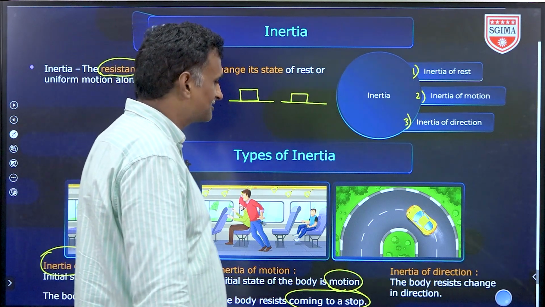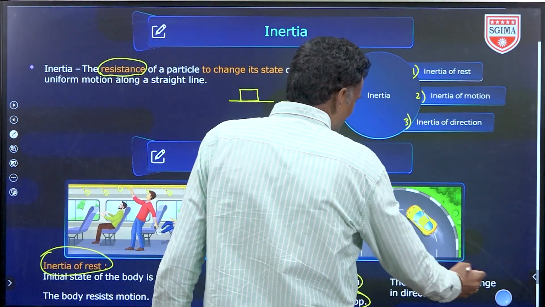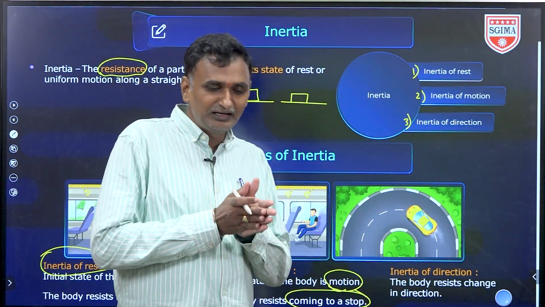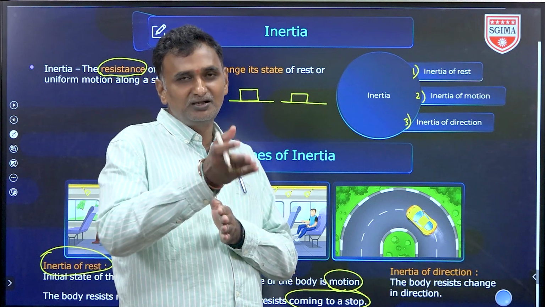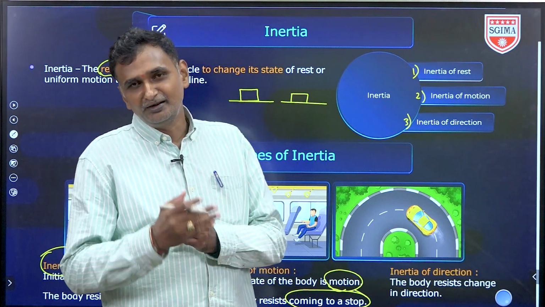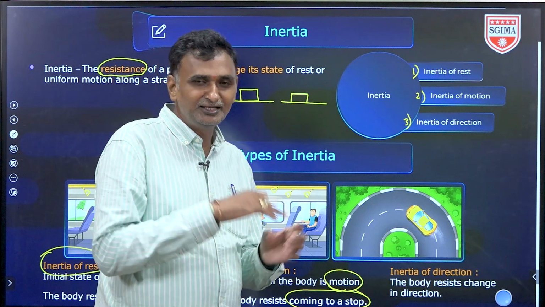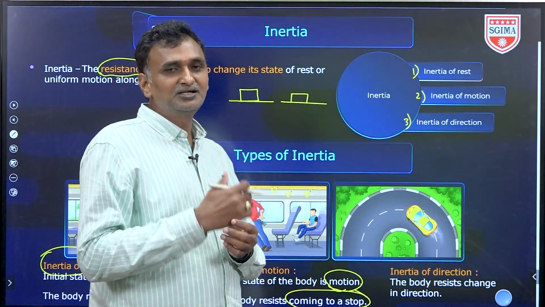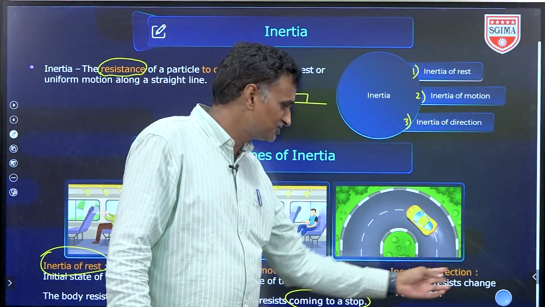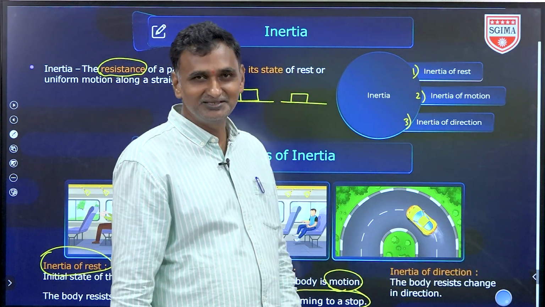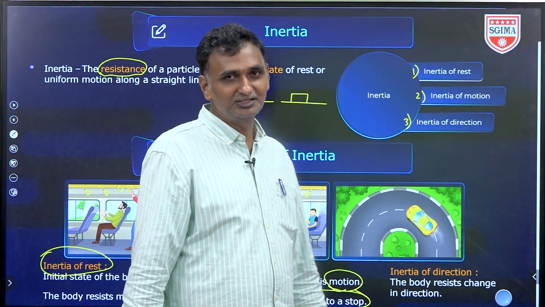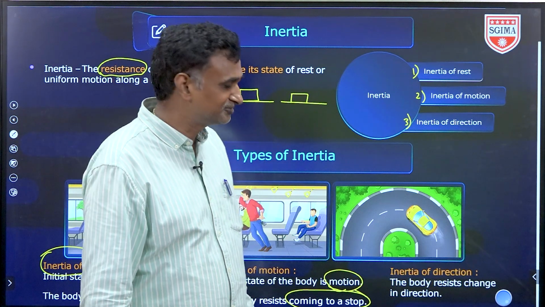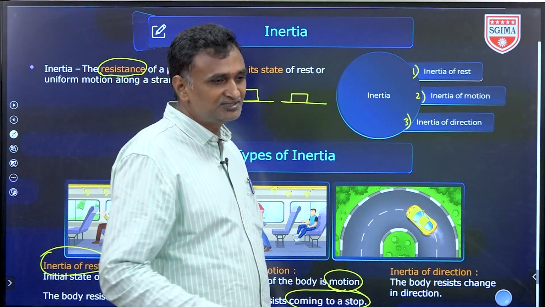Next, inertia of direction. The body resists a change in direction. Suppose he was moving along a straight road in a car, and the car suddenly takes a turn, then he bends to the opposite side. That is because of the resistance to change the direction of motion, which is called inertia of direction. There are many examples under this, and you might play with these examples also.